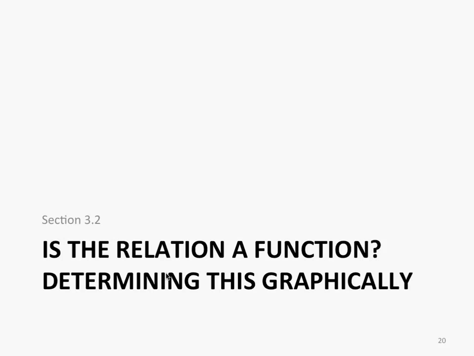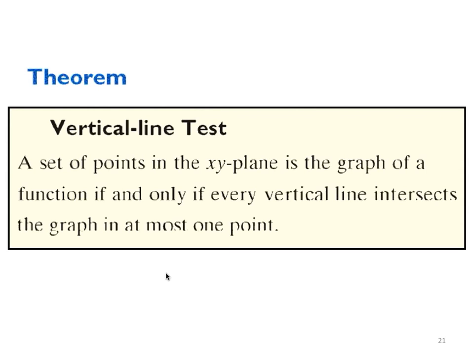Okay, now we're moving on to section 3.2, which kind of answers the question, is the relation a function, determining this graphically? So we just looked at the algebraic way of determining if something is a function. We're going to also determine it from a graph. So we have something called the vertical line test, which once you understand how to do it is quite easy. Basically, a set of points in the xy plane is the graph of a function if and only if every vertical line intersects the graph in at most one point.